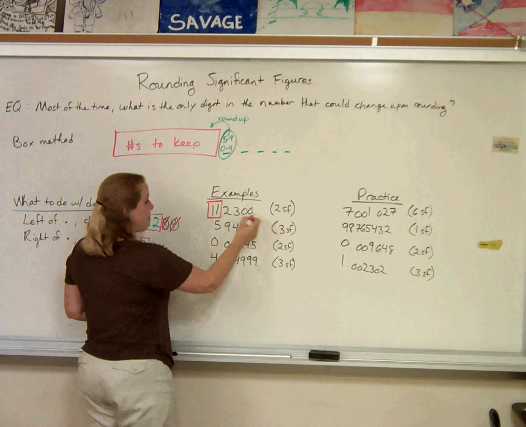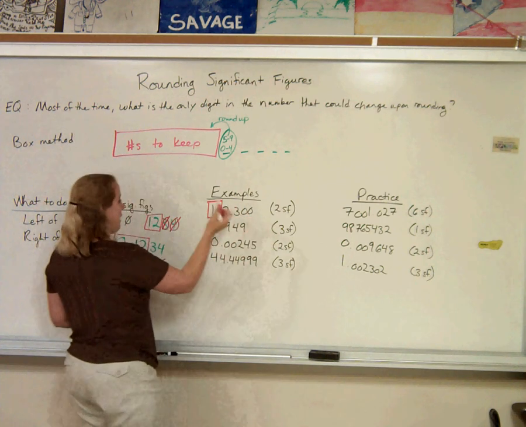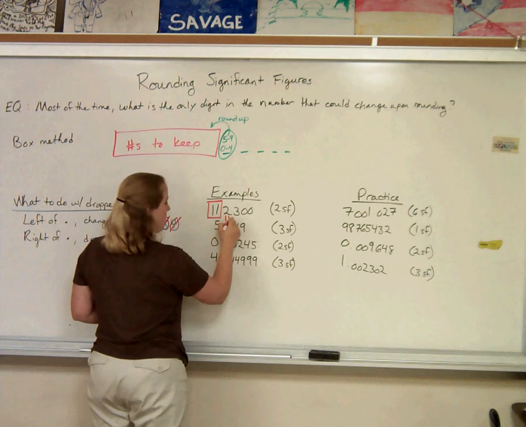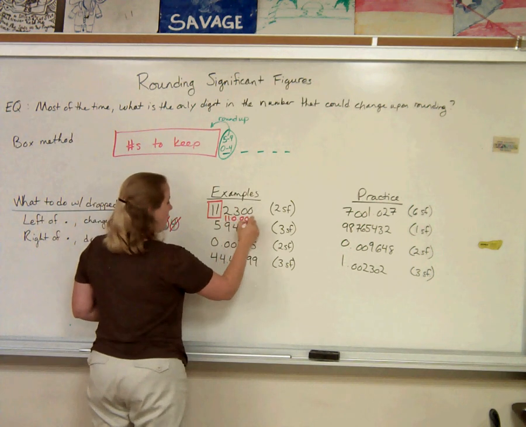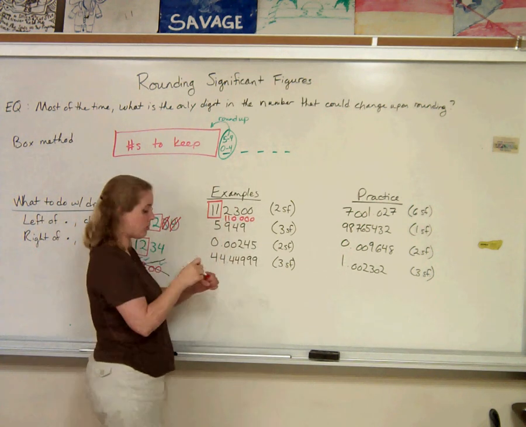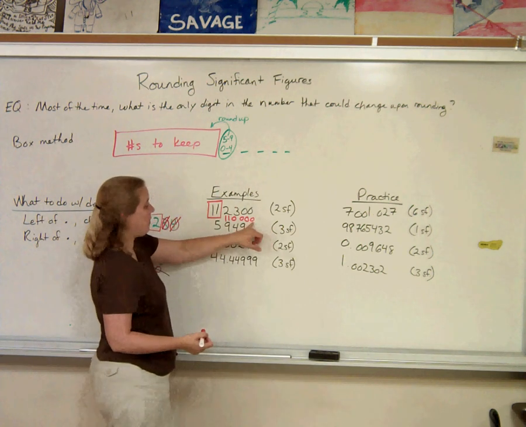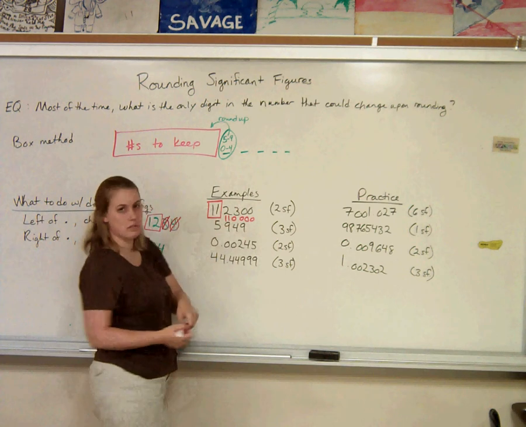So, because the 2 and the 3 are to the left of a decimal, we still need them as placeholders. Therefore, this number becomes 110,000. Now, according to our left and right rules, we're going to read this number from the right. None of those zeros count, so we only have 2 significant figures.